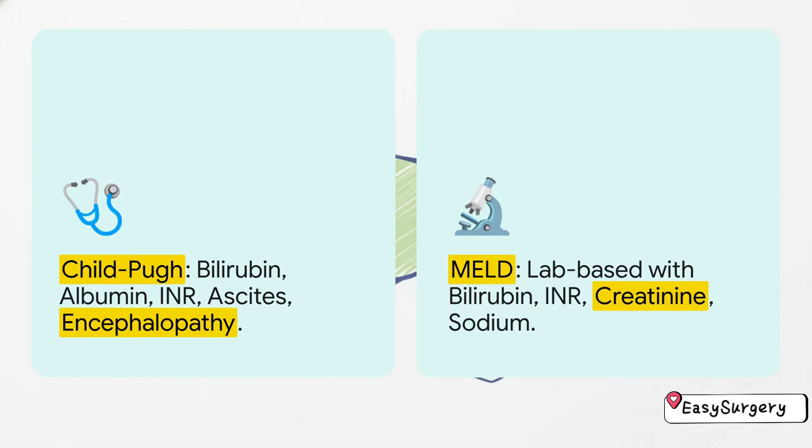And trap number 3? That's confusing the 2 major liver scoring systems entirely. Let's just compare them head-to-head to isolate the differences. Child-Pugh uses a mix of labs and clinical exams, right? Bilirubin, albumin, INR, ascites, and encephalopathy. The MELD score, or the modern MELD-NA system, is entirely laboratory-based. It shares bilirubin and INR, but then it swaps in creatinine and sodium. MELD completely ignores clinical signs like ascites and encephalopathy. Make sure you keep these 2 systems firmly separated in your mind.